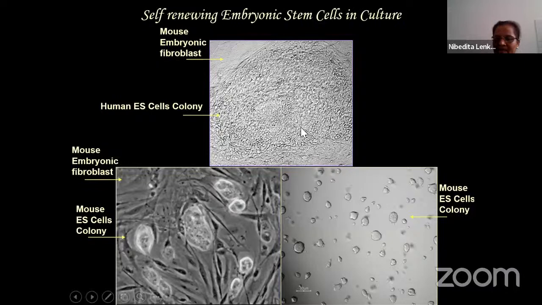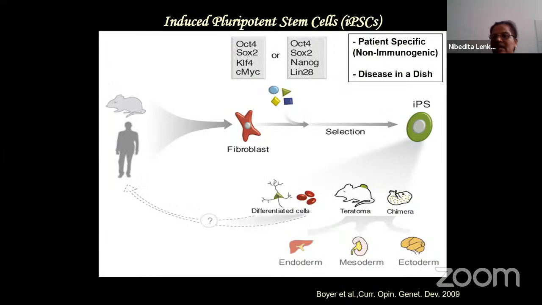Further, this can be propagated either enzymatically or mechanically; you can dissect one piece and culture it. This way you can propagate further, and you can also freeze those for future applications or future studies. Those can be cryostored. So the next approach of getting pluripotent stem cells is induced pluripotent stem cells, which, as I told you, one can get from somatic cells.